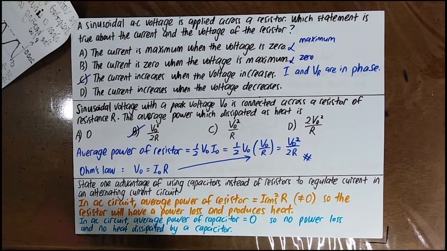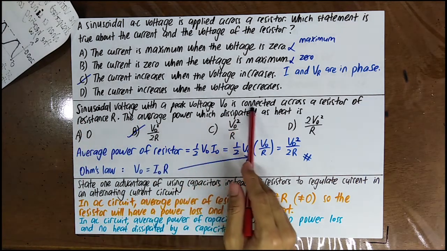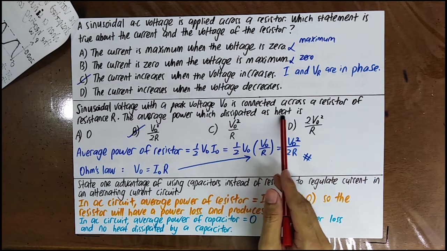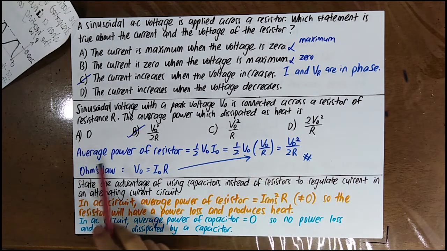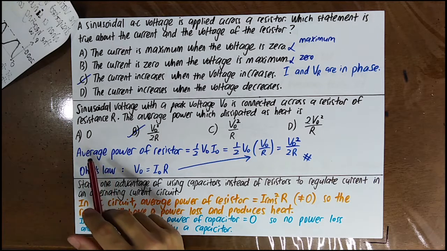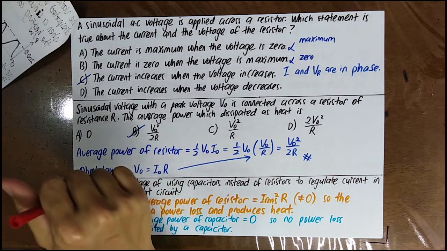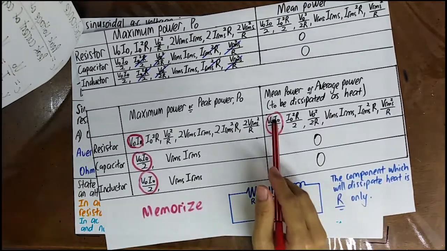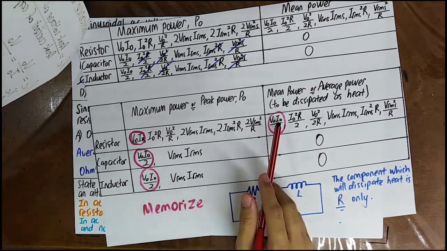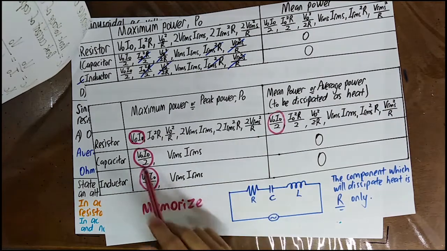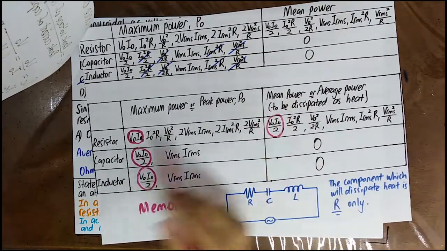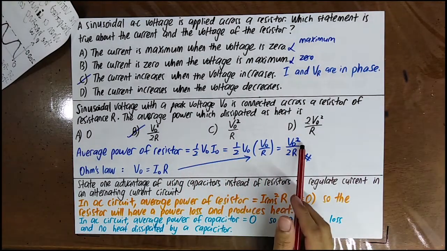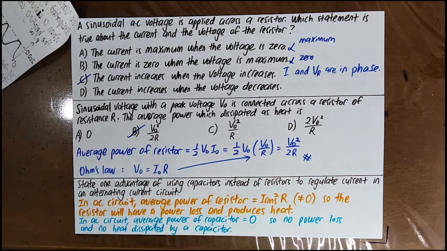The next question. Sinusoidal voltage with a peak value V0 is connected across a resistor of resistance R. The average power which is dissipated as heat is... Okay, you still remember the formula for the mean power of the resistor, which is equal to half V0 I0. Just now in the last video, I asked you to memorize this. So you know that the mean power of a resistor is half V0 I0, which is equal to V0 squared over 2R. So the answer is this.